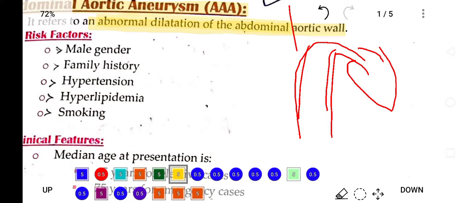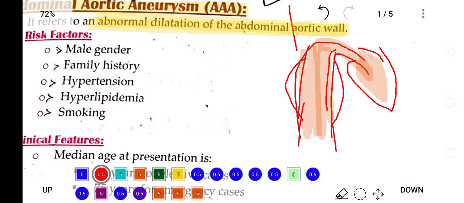Abdominal aortic aneurysm is abnormal dilation of the abdominal aortic wall. Now, what happens? Let us look at the normal anatomy of the abdominal aorta. Let's suppose this is the heart, and from the left side of the heart arises the aorta, and the aorta in the abdominal region is the abdominal aorta. Now, what happens? There is aneurysmal dilation of the abdominal aortic wall, and that is abdominal aortic aneurysm.